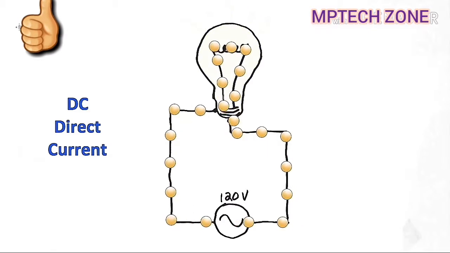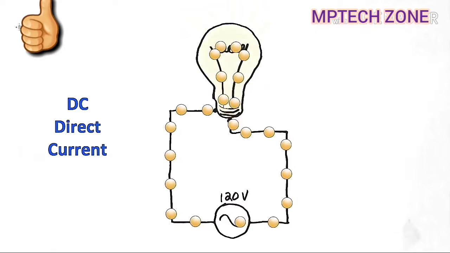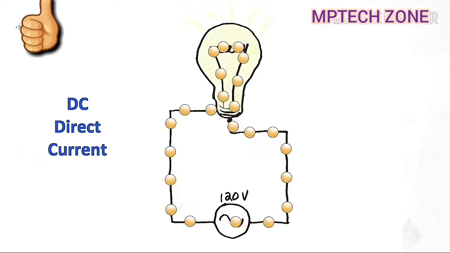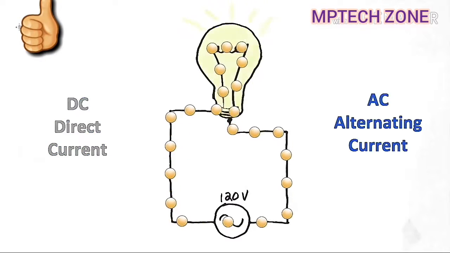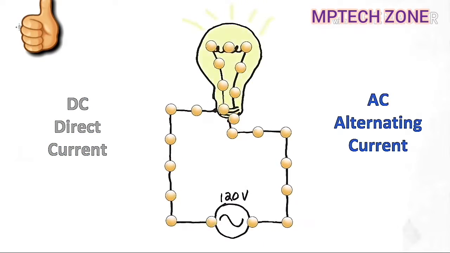The letters DC stand for direct current, and it generally means the electrons flow in a single direction. AC stands for alternating current, and it means that the flow of electrons changes.